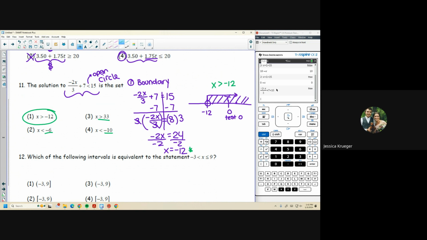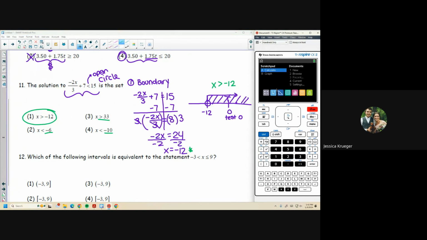And just as a super quick aside, if you want, I'm going to go to my home screen. I'm going to open a new document. I'm just going to quickly review how we could solve for the boundary. If I go to menu, algebra, numerical solve, I could type in negative 2x over 3 plus 7 equals 15. And just don't forget to tell it you want to solve for x. And I can see that my answer would be when x is negative 12. So that gives you your boundary if it's a multiple choice question.